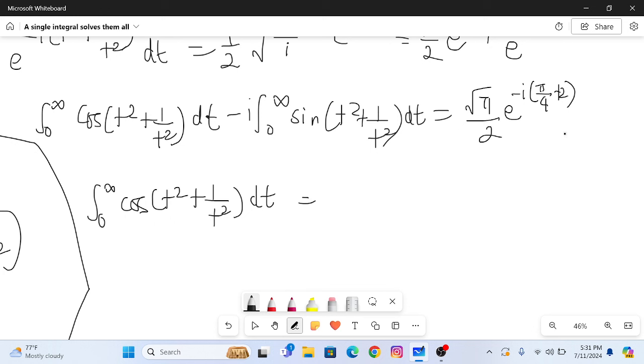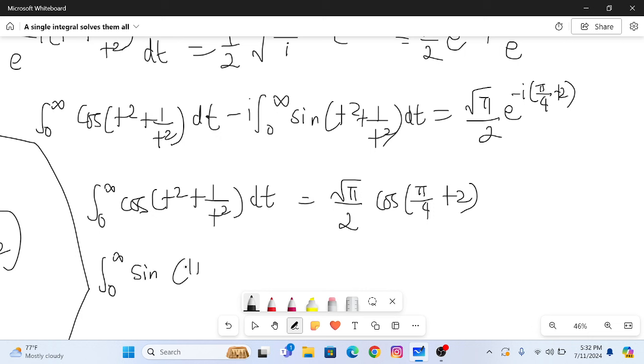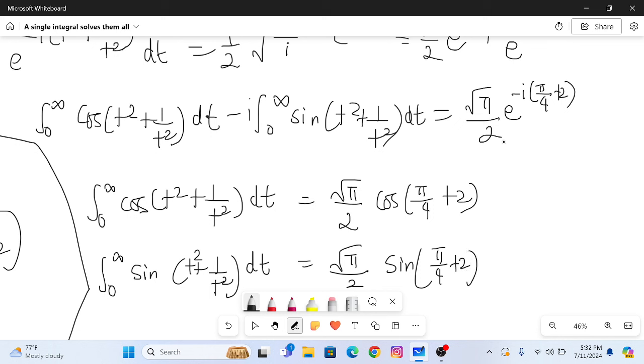As from here, the real part will be root pi by 2 times cosine of this argument, which is just cos of pi by 4 plus 2. Now if you compare the imaginary part, we get the integral from 0 to infinity of sine of t square plus 1 by t square dt, which is equal to root pi by 2 times sine of pi by 4 plus 2. Please note that the negative sign did not matter, because in both the LHS and RHS we have a negative sign, which effectively cancel out, and we get this value.